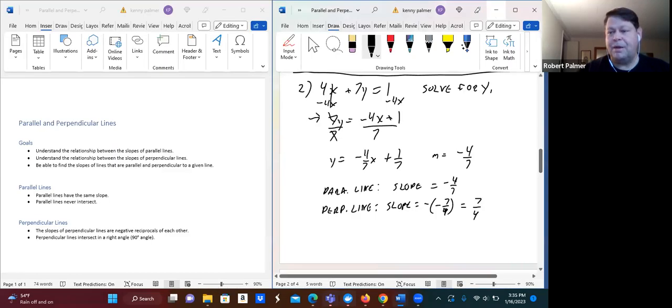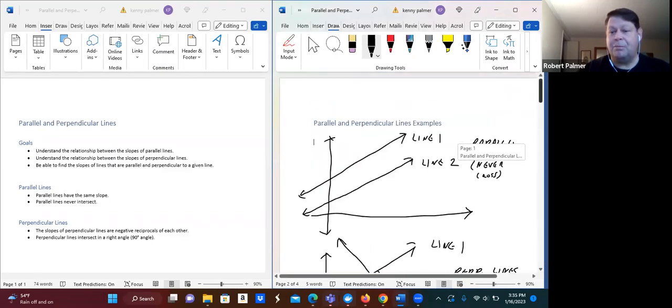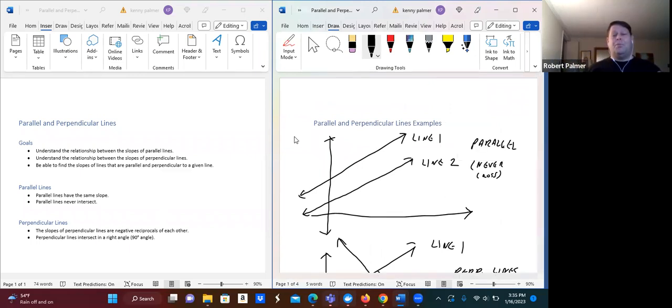Okay, so we've learned today the basics of parallel and perpendicular slopes. Remember that most lines in life are neither parallel nor perpendicular to each other, but it is useful to understand that. So what we've learned is what it means for lines to be parallel and perpendicular, and how to find the slopes of lines that are parallel and perpendicular to a given line.